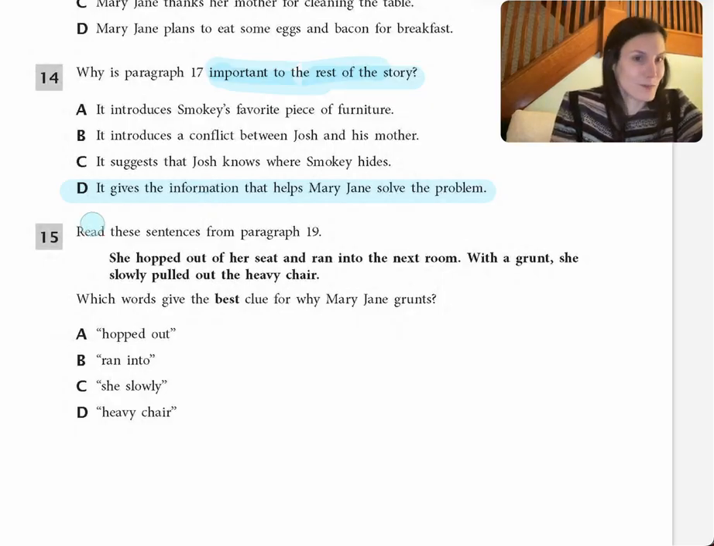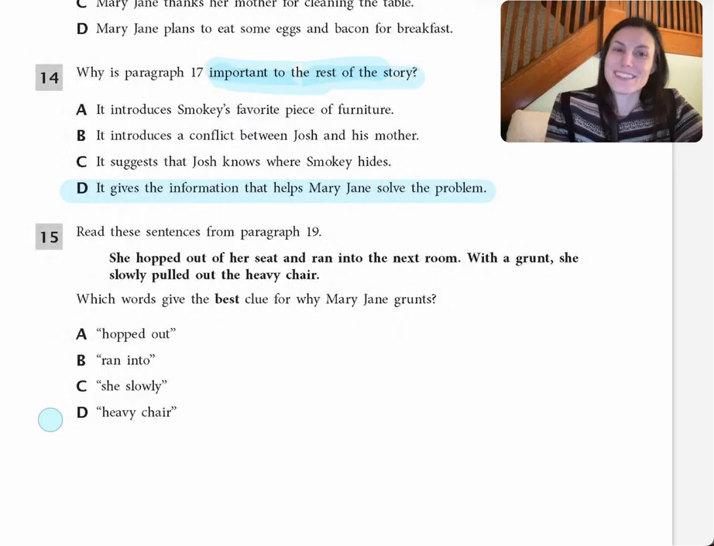Read these sentences from paragraph 19. "She hopped out of her seat and ran into the next room." "With a grunt, she slowly pulled out the heavy chair." Which words give the best clue for why Mary Jane grunts? Hopped out, ran into, she slowly, heavy chair.